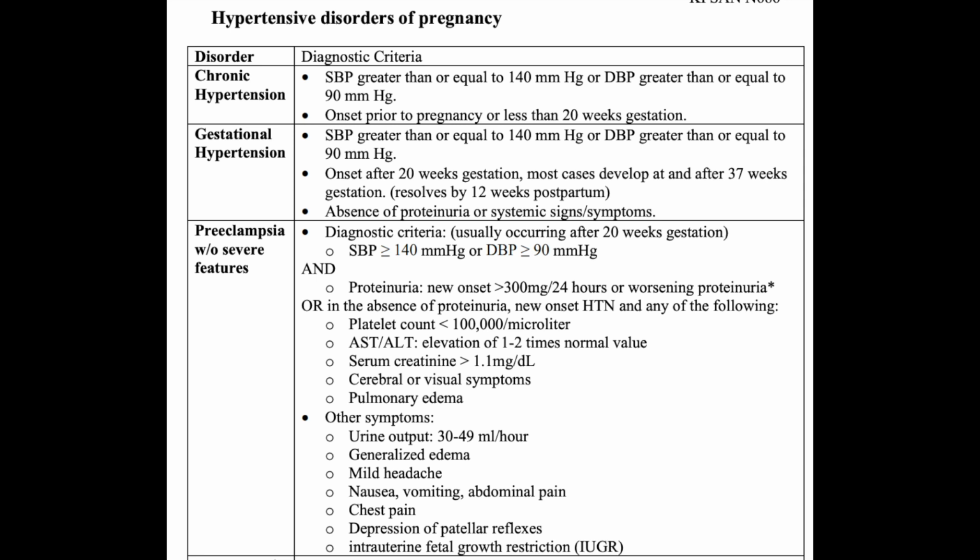Gestational hypertension, which is the most frequent cause of hypertension during pregnancy, presents as elevated blood pressure after 20 weeks gestation, but it's without any other underlying signs and symptoms, so with the absence of proteinuria or any kind of systemic signs. Mild gestational hypertension results in outcomes that are pretty much similar to those of normotensive pregnancies.